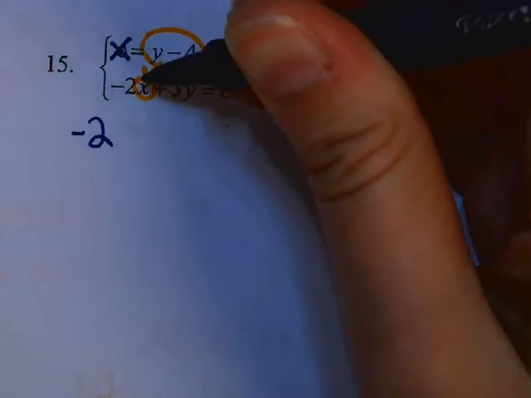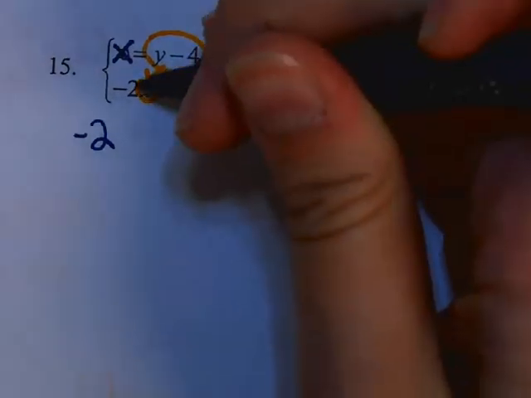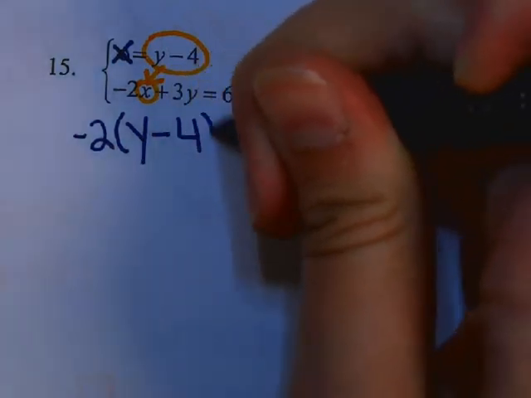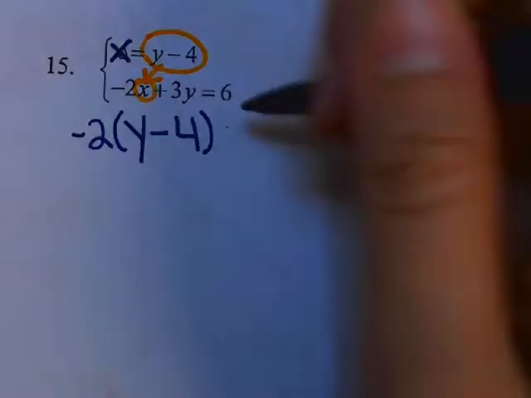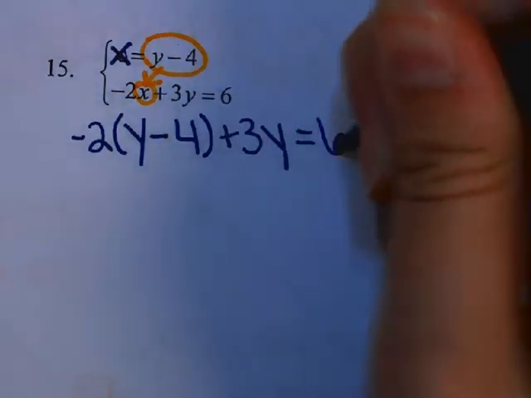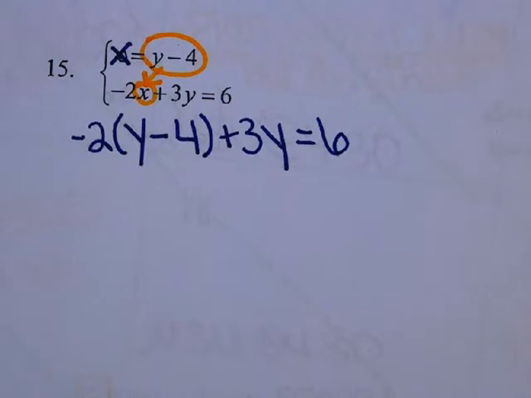Alright, so I'm going to do that. I have a negative 2, that doesn't go away. I'm only replacing the x. In place of x, I have y minus 4. And then I have plus 3y, because that was originally in the equation, and I know that that has to equal 6.